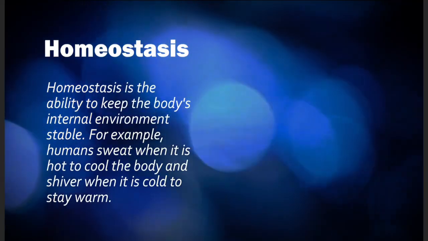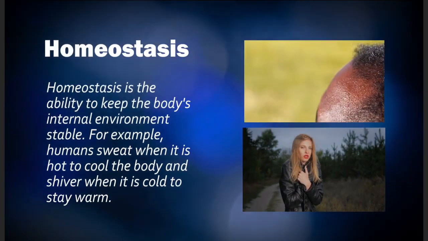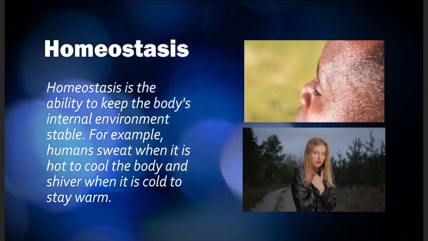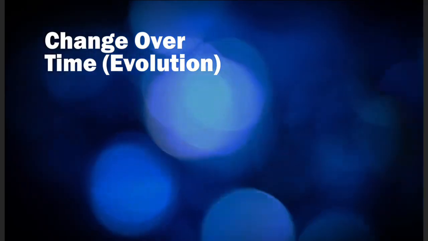So, number seven is homeostasis. Homeostasis is the ability to keep the body's internal environment stable. For example, humans sweat when it is hot to cool the body and shiver when it is cold to stay warm. And lastly, changes over time, or evolution.